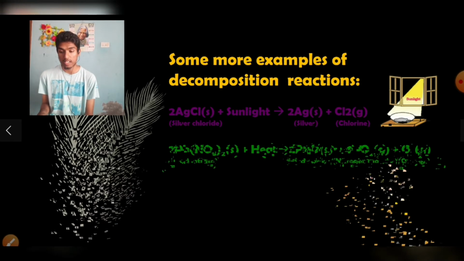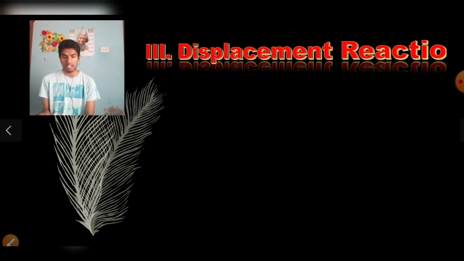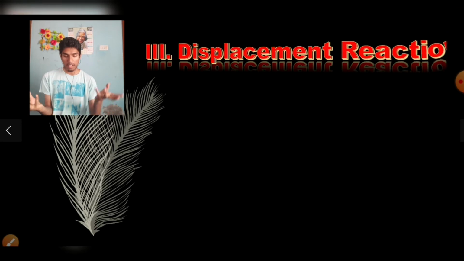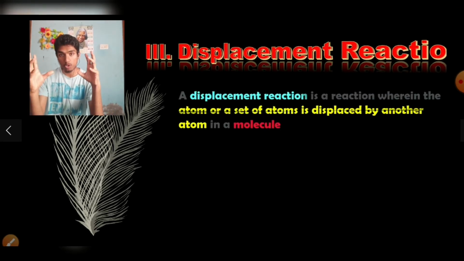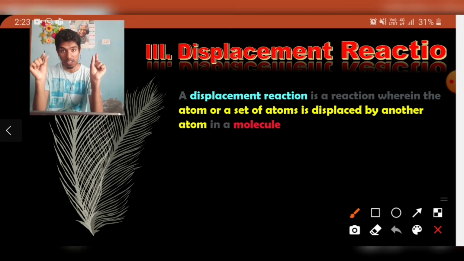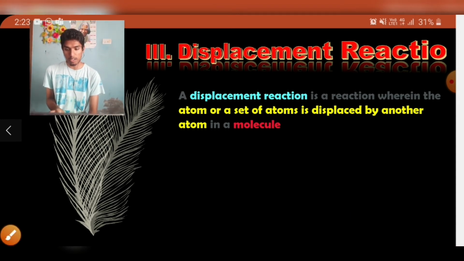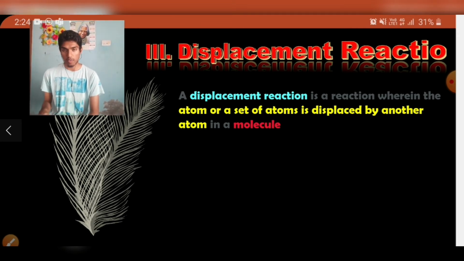Now the next type of chemical reaction is displacement reaction. See, these names are all self-suggestive. They are already telling us what really is happening in this reaction, right? What displacement reaction means is that we have two molecules already available. When we react these two molecules with each other, the atoms in these two molecules interchange. Okay, they form new products in that fashion. So what is a displacement reaction? A displacement reaction is a reaction wherein an atom or a set of atoms is displaced by another atom in a molecule. Alright, this is what I told you now.